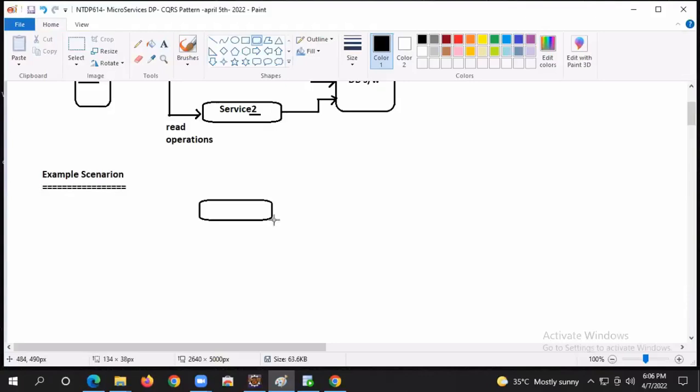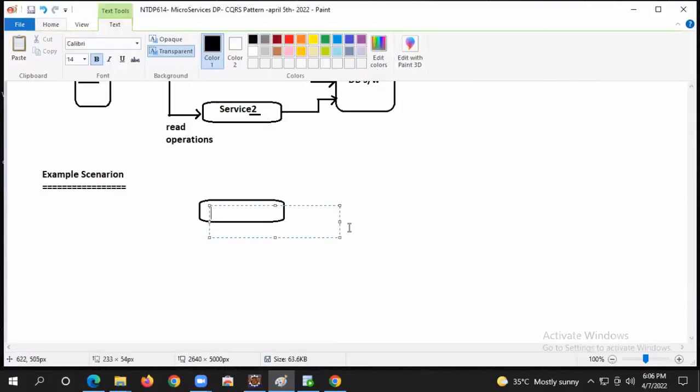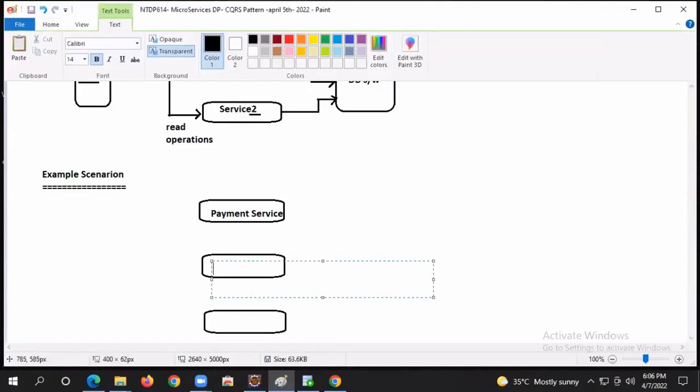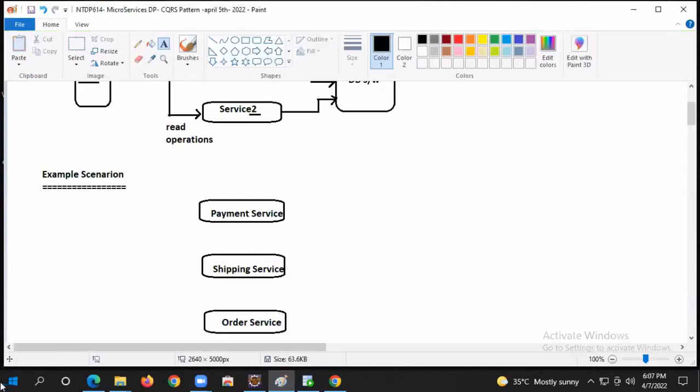We have a payment service, guys. We have a shipping service, who take care of delivery kind of thing. We have an order service. Understanding my statement, guys? This is a separate microservice, this is a separate microservice, this is a separate microservice.